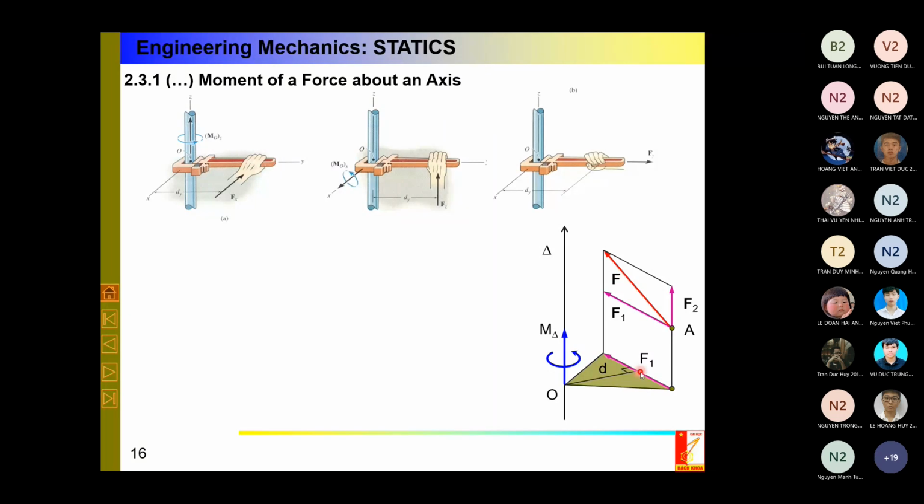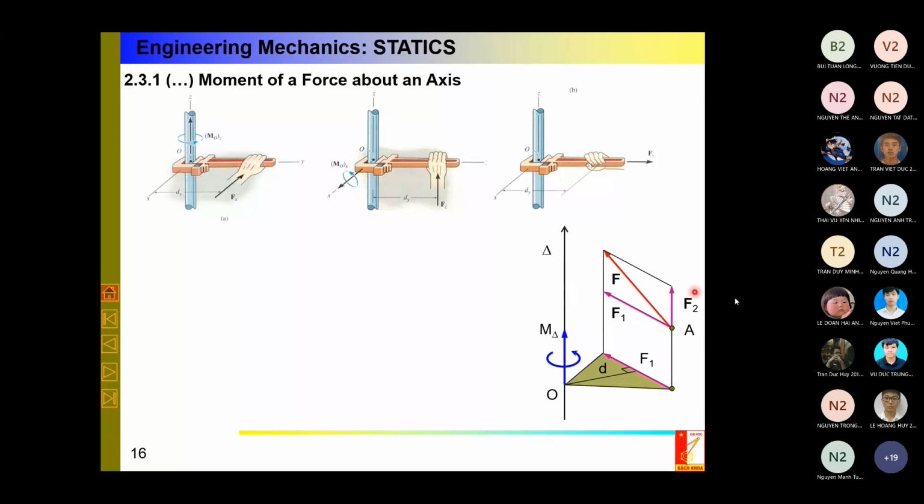I resolve this force into two components. The first component, F1, is parallel to the plane which is perpendicular to this axis. The second one is parallel to this axis. Or in other words, I will resolve this force into components: the first component is parallel to delta, and the second one is perpendicular to delta.